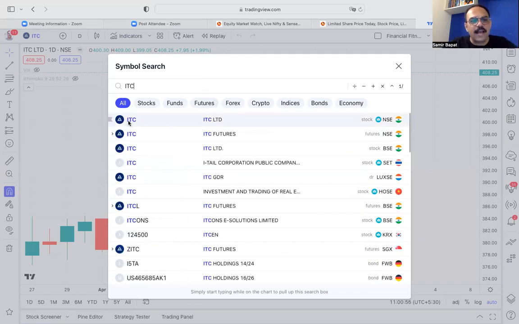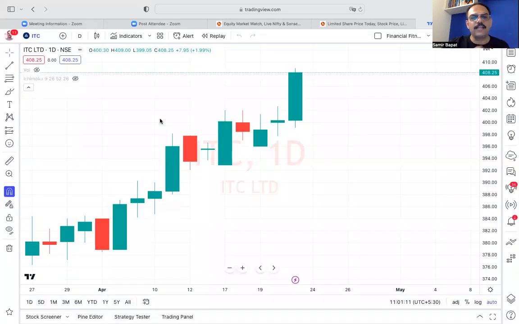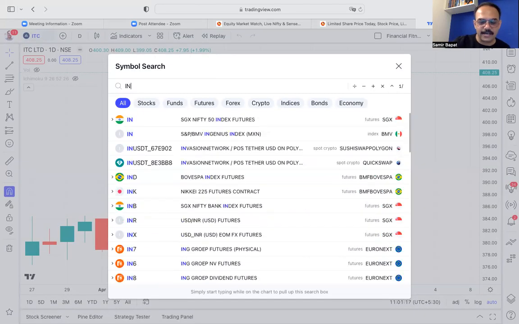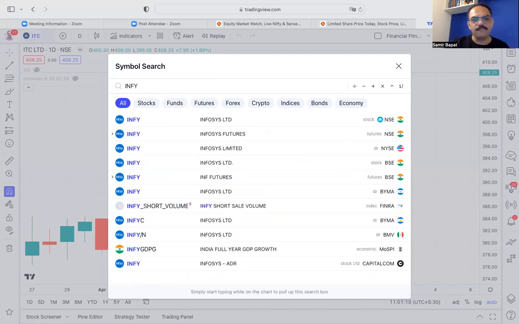Okay, so here ITC will come. ITC futures and ITC will come. You have to only select ITC as of now. Just for cross verification, make sure that NSE or the India flag is shown. Then click on that. Now you will think, is ITC not only in India? No, it gets traded in the US also.